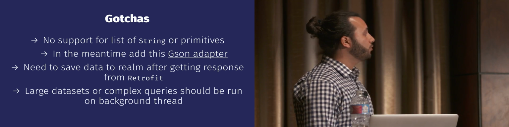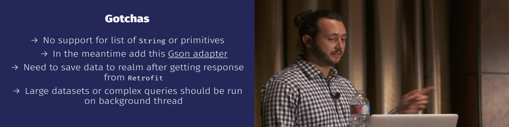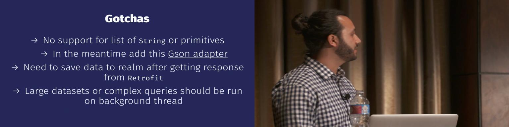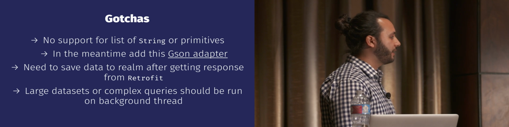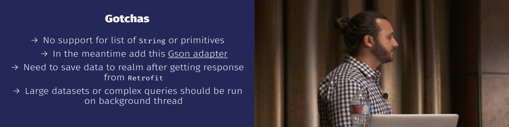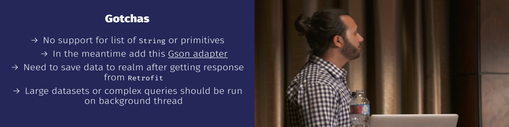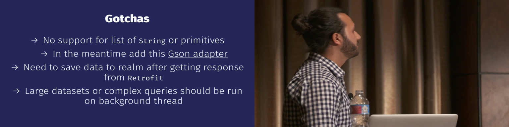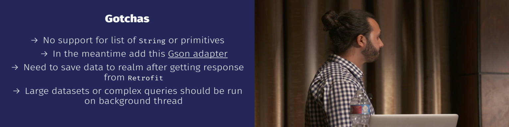If you are downloading data from an API, you can add this JSON adapter that I've linked to, and I'll share this presentation online. I think another workaround is creating a new object of a string, like a Realm string. I think I saw that also. So that's one gotcha that Realm has. But Realm's constantly in development, so I look forward to the fix that they have for that.